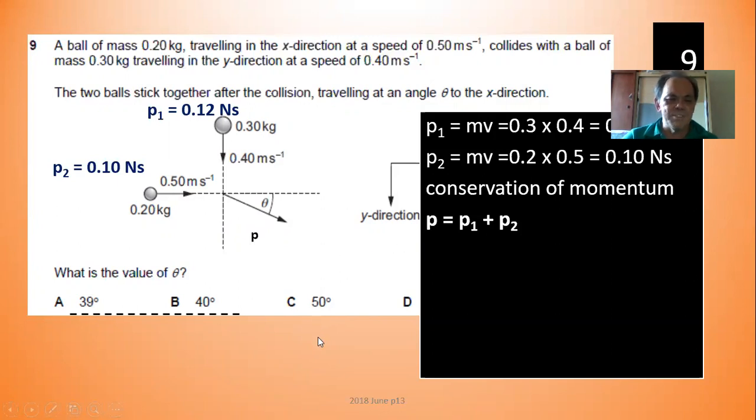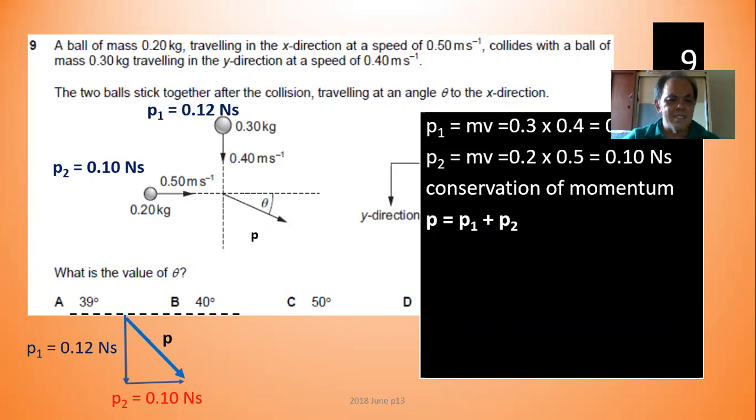So let's draw P1. That's your P1 going vertically in the y direction downwards. And this is your P2, horizontal direction in the x direction. That's where you start, that's where you stop. So that's the resultant momentum, the final momentum. That's your P.